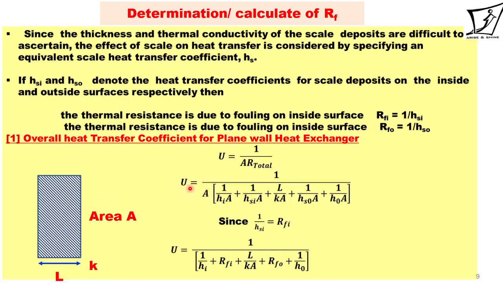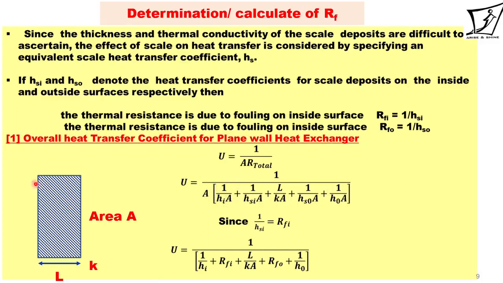In this case, U is given by U is equal to 1 over A into 1 over hi A plus 1 over hsi into A plus L over kA. This will be the conductive thermal resistance offered by the plane wall, plus 1 over hso into A plus 1 over ho into A. Let's say this side is hot fluid and this side is cold fluid. So heat transfer will be taking place from hot to cold fluid through this plane wall heat exchanger. So the total thermal resistance will be this much.